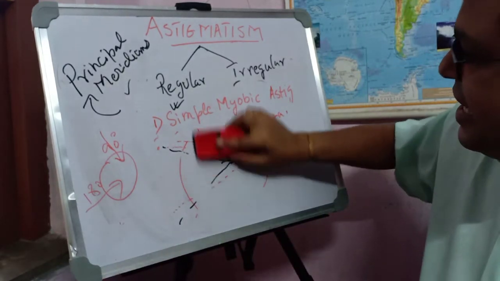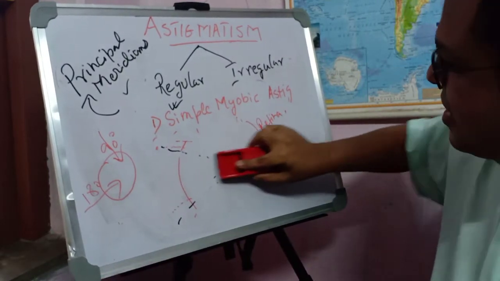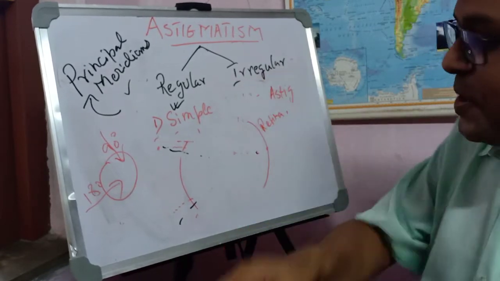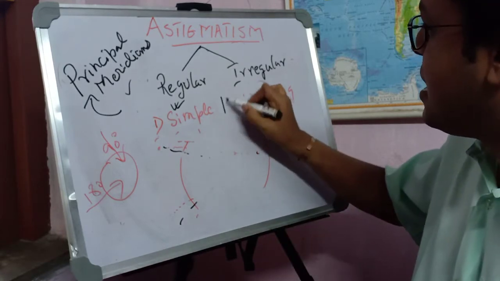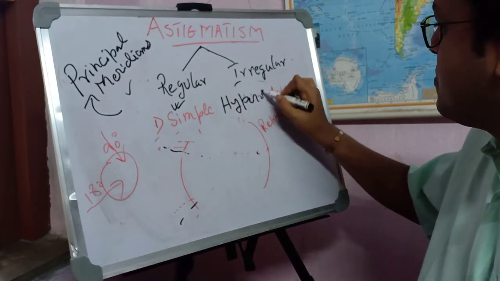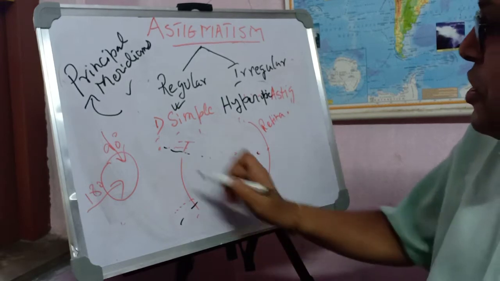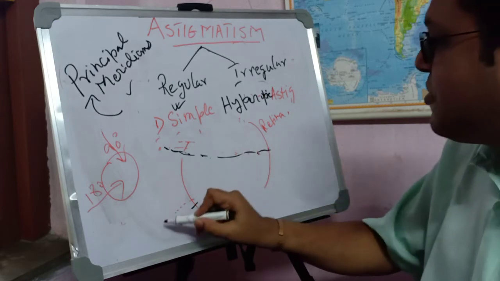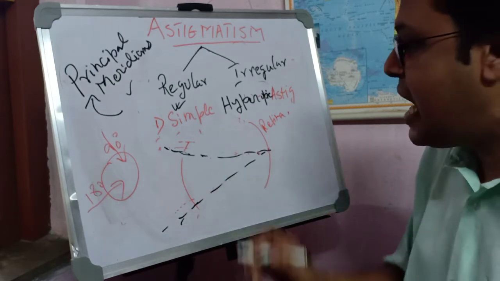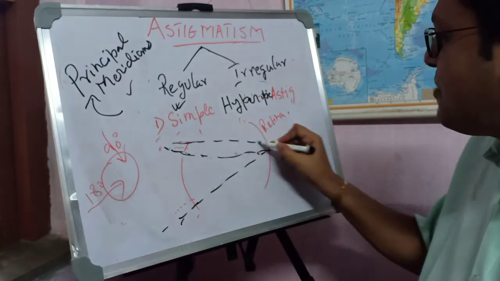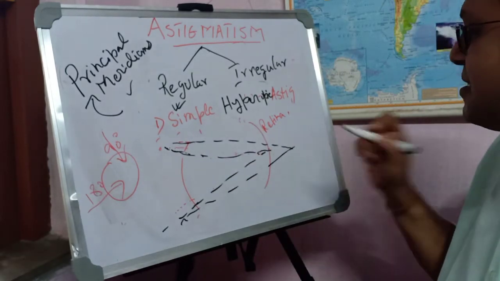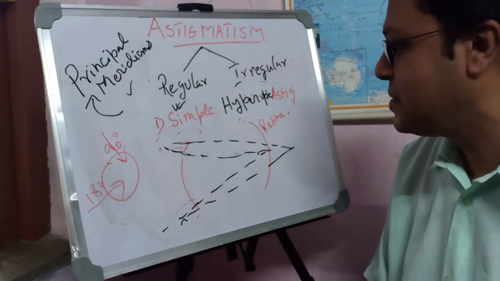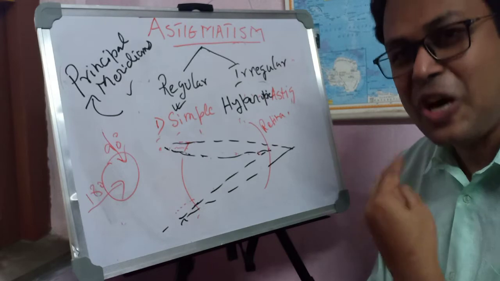So in simple hyperopic astigmatism, from one meridian the rays of light are falling on the retina, and from the other meridian the rays of light are falling behind the retina, right? It's just like simple myopic astigmatism, but it's just the opposite.